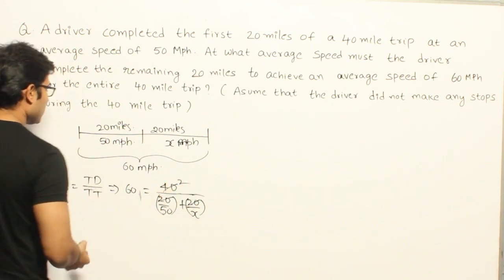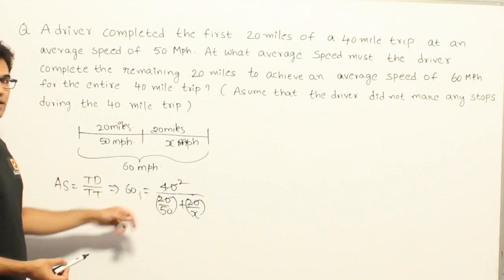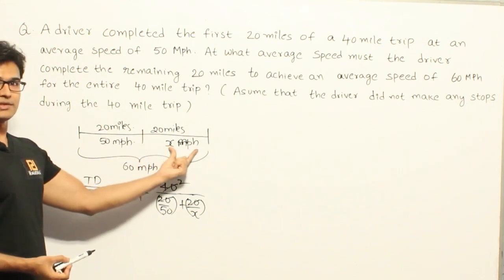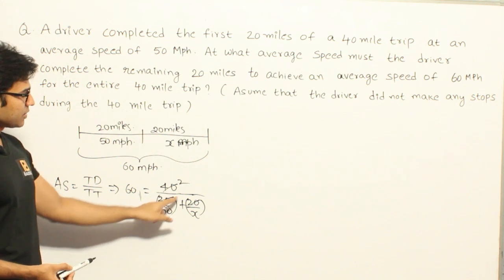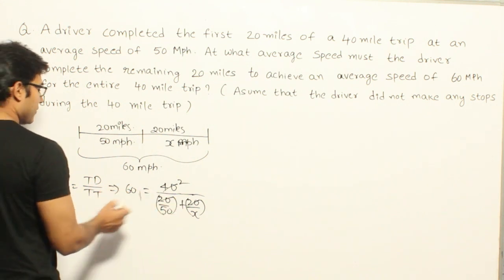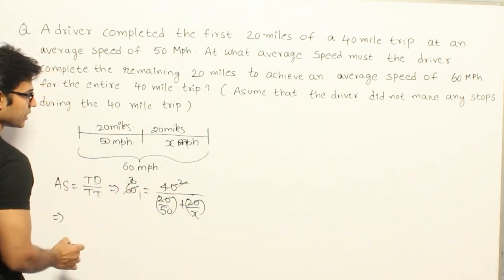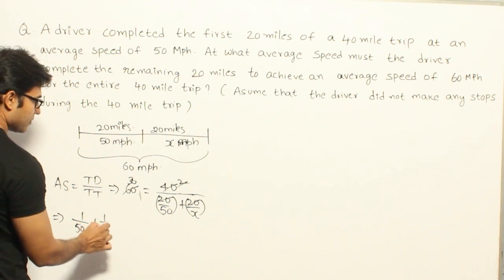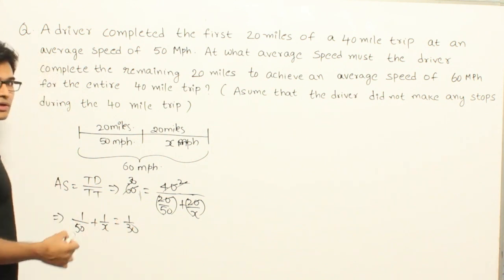Even if you had taken this formula the other way, it is nothing but finding the average speed given two speeds for the same distances, which will be 2 divided by 1 by first speed plus 1 by second speed, right? You get the same thing. Anyway, now let's simplify it. So this will be 30. So 1 by 50 plus 1 by x is equal to 1 by 30, right?